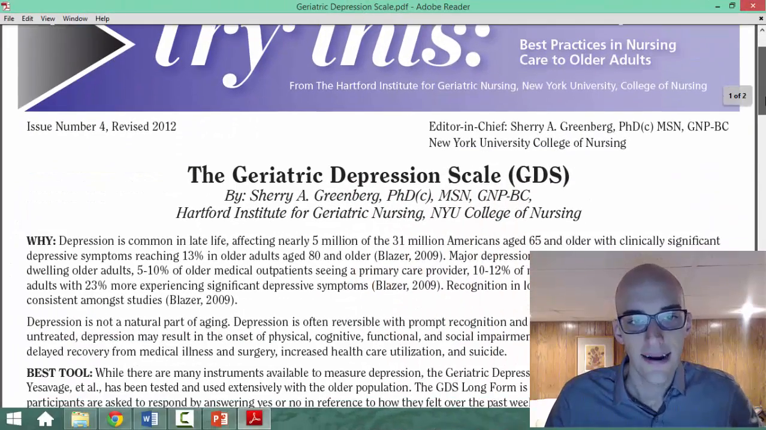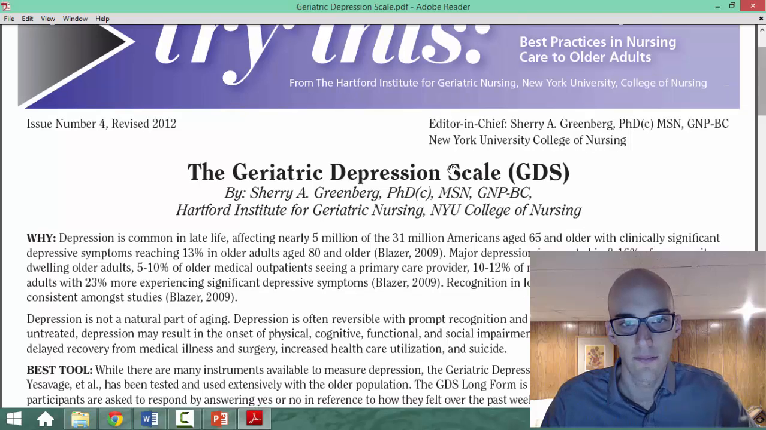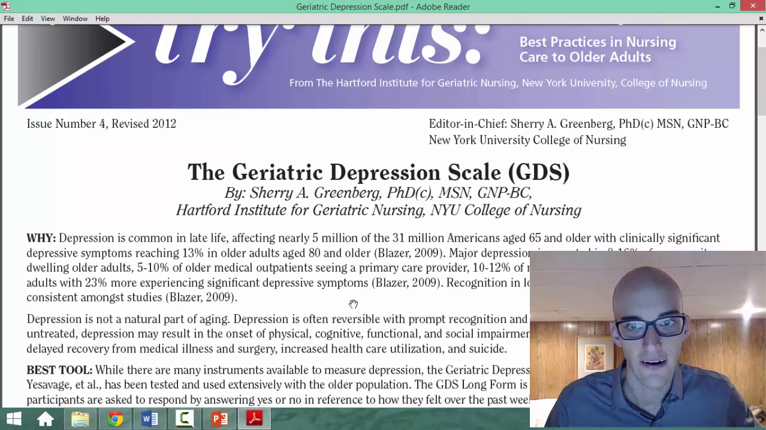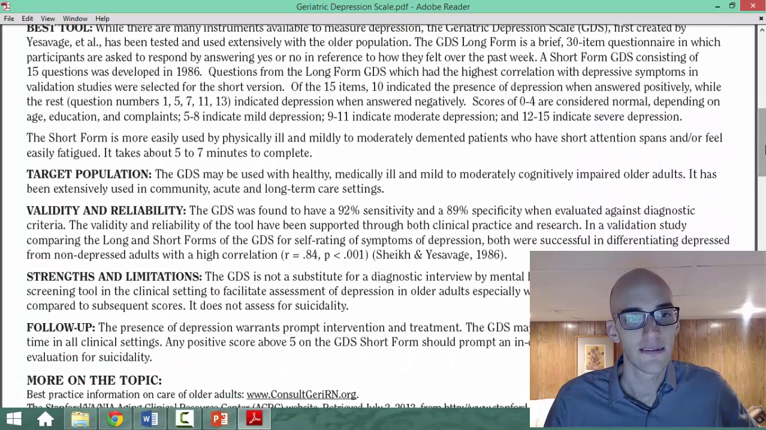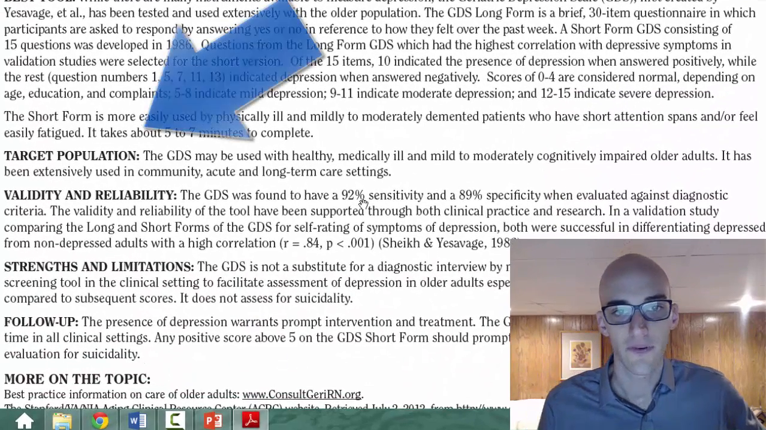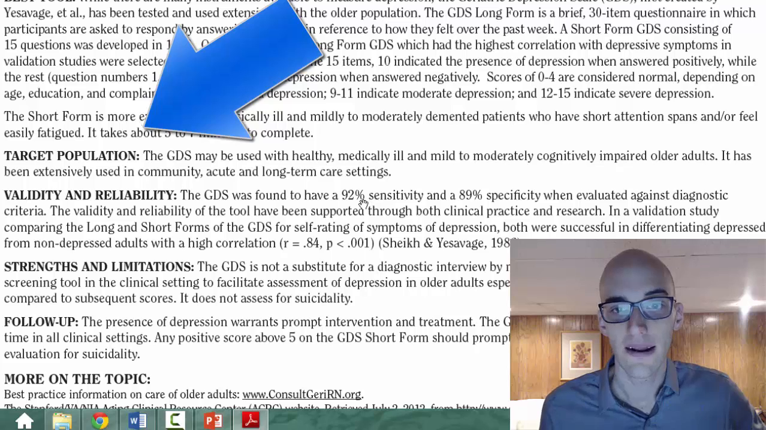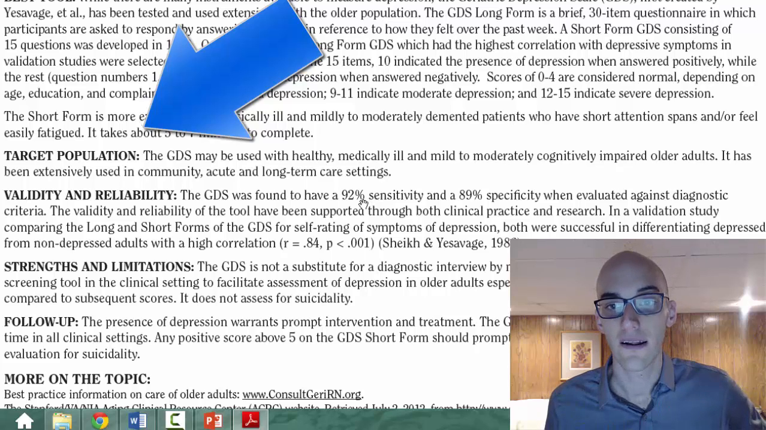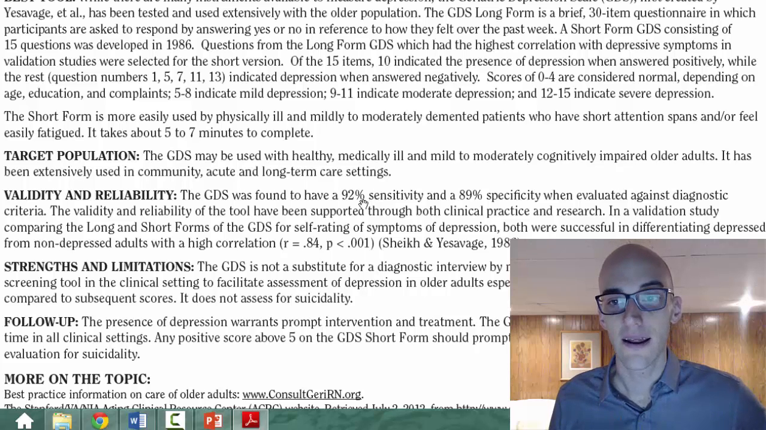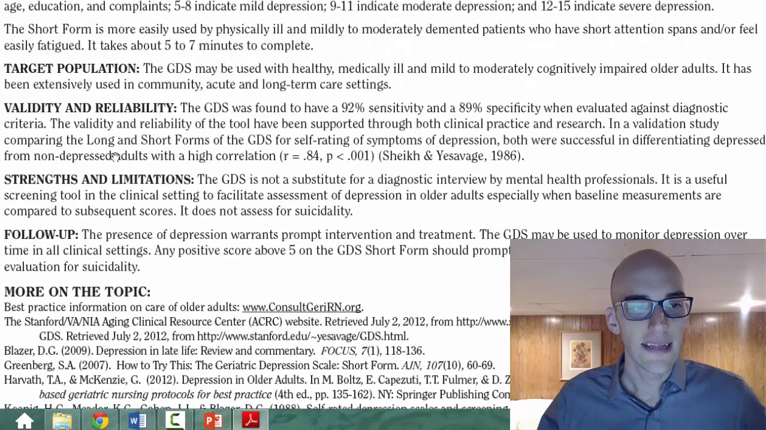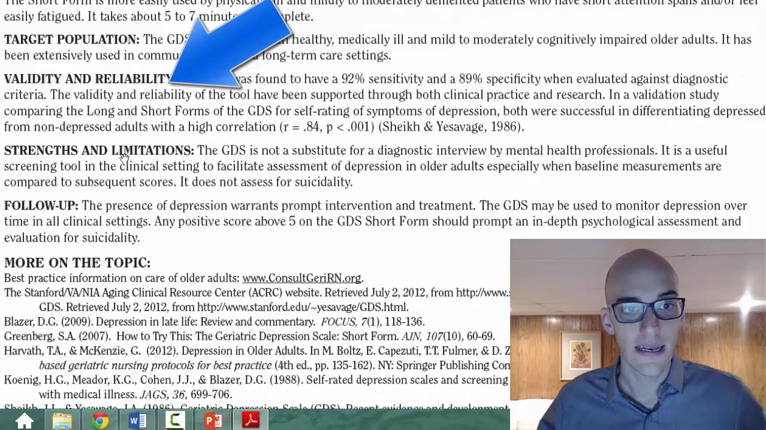Okay, so this is the geriatric depression scale by Sherry Greenberg from the Hartford Institute of Geriatric Nursing. So you can read more about this. I'll post this up online. But if we're looking here, we can see that the target population is for healthy, medically ill, or mild to moderately impaired, cognitively impaired older adults. And you can see that they talk about the validity and reliability here.